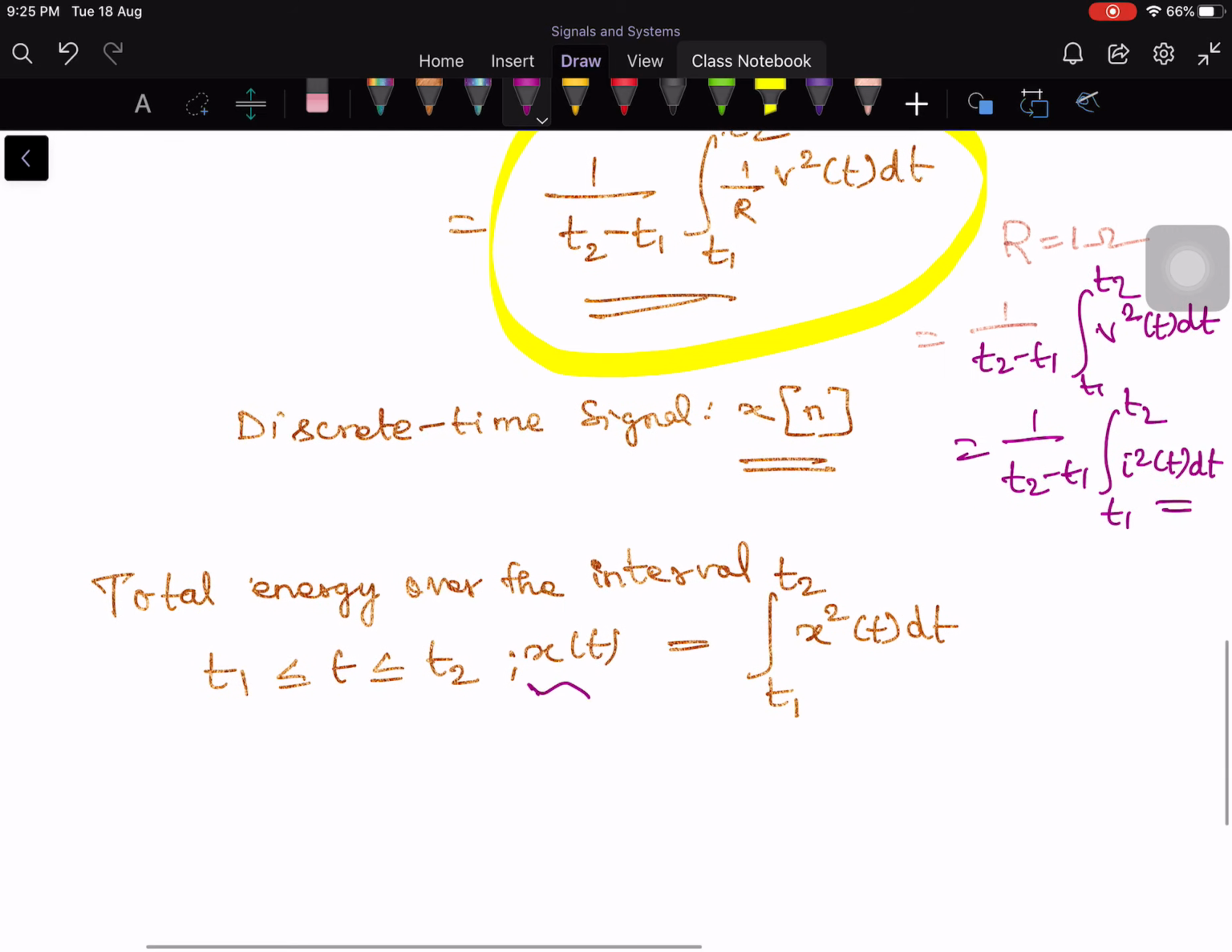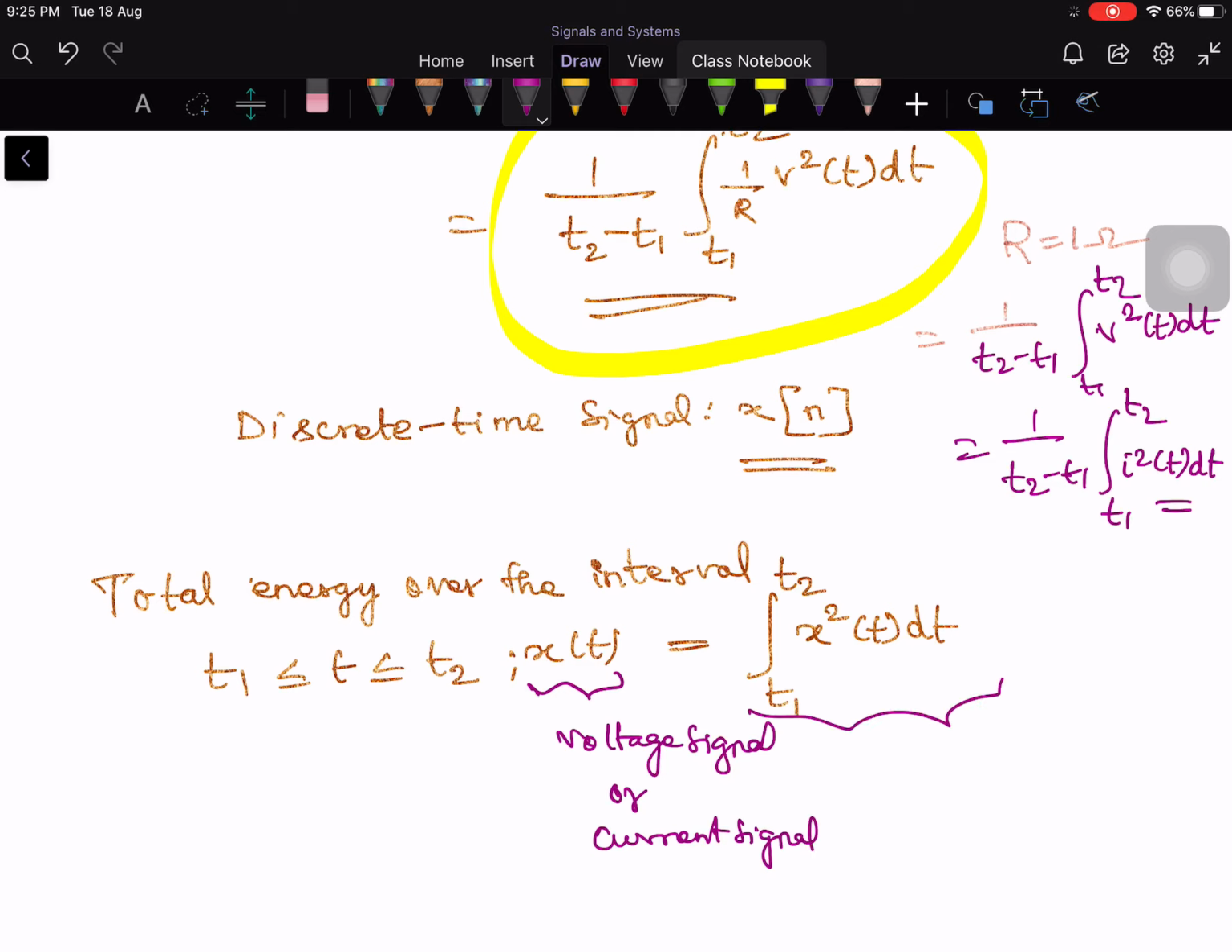So therefore this x of t can be a voltage signal or a current signal, it doesn't matter. In either case, this is the definition of the total energy over the interval t1 and t2.